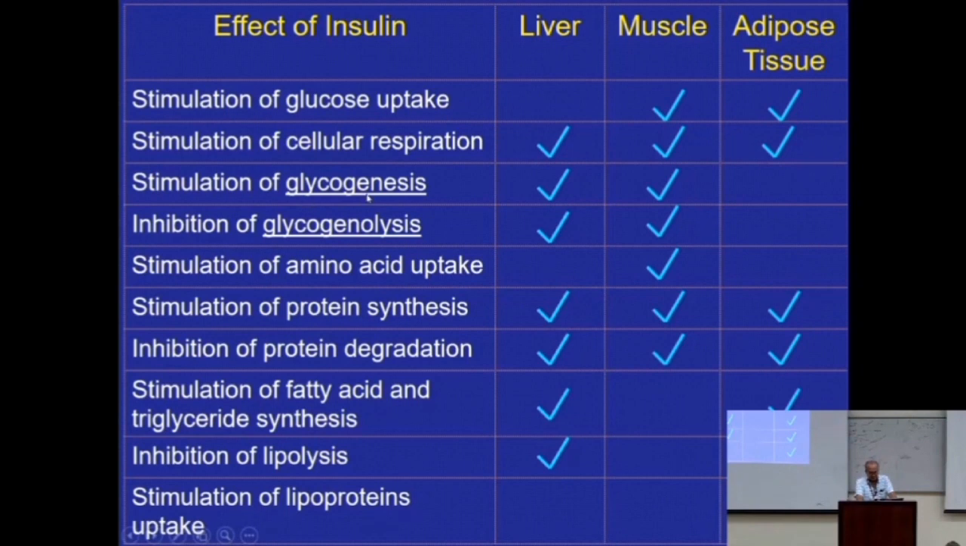Stimulating glycogenesis, that's in liver and muscle. Inhibiting glycogenolysis, that's in liver and muscle. Stimulation of amino acid uptake. The muscle is a key tissue, but really there's going to be increased uptake in other tissues as well. Protein synthesis is stimulated throughout most tissues, inhibiting protein degradation. TAG synthesis is specifically increased in liver and adipose tissue. You inhibit TAG lipolysis, specifically by inhibiting hormone-sensitive lipase in adipose tissue.